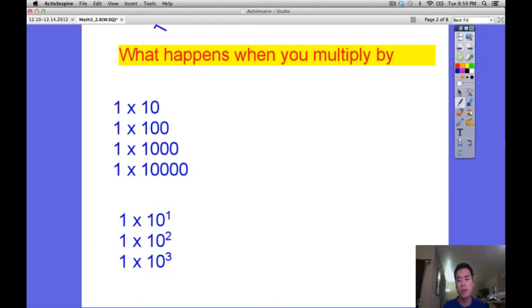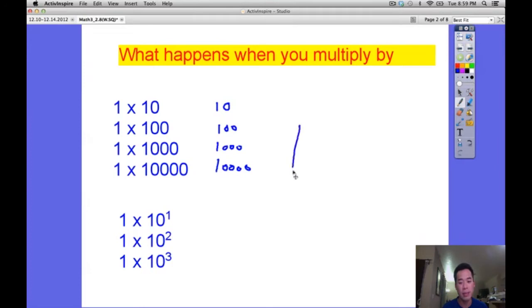So if you look on the screen here, we'll just go over some basic powers of 10. What I know is that when I have 1 times 10, I have 10. When I have 1 times 100, I have 100. And yes, 1 times 1,000 is 1,000, and 1 times 10,000 is 10,000. Why do we need to know this?